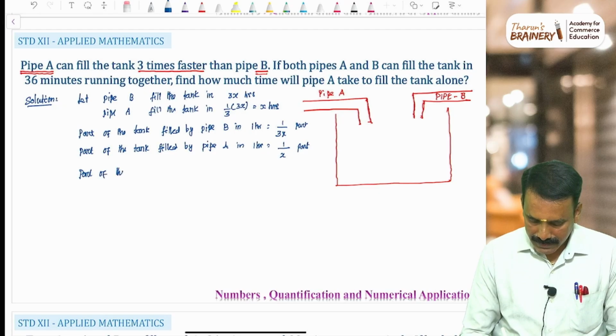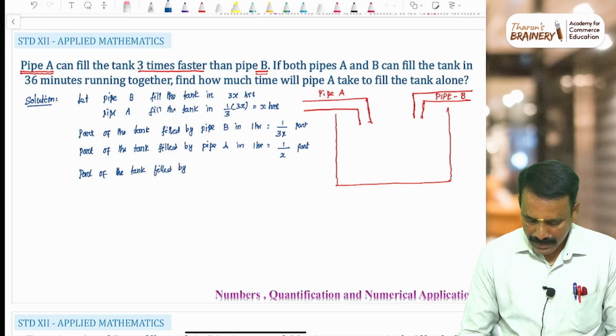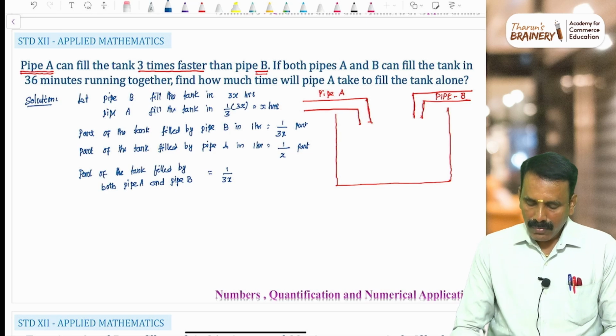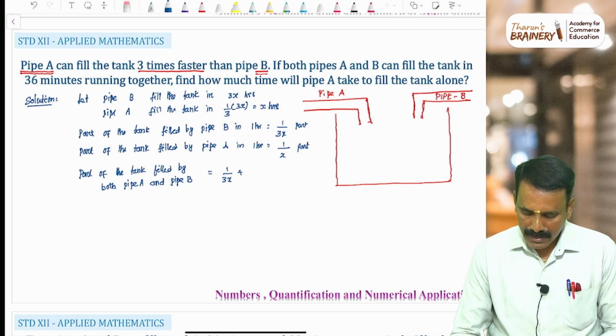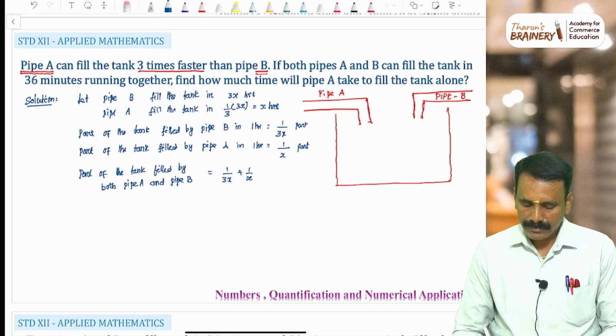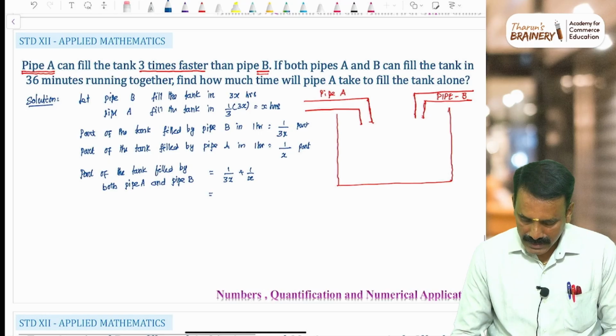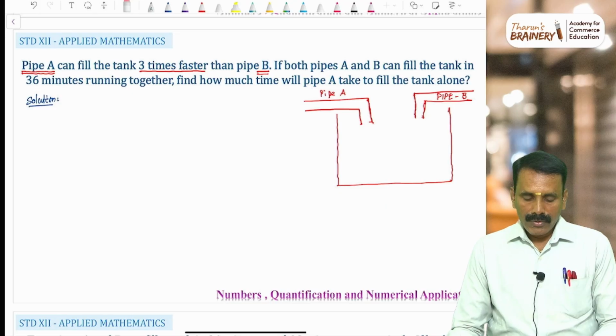Now part of the tank filled by both pipe A and pipe B will be equal to 1 by 3x plus 1 by x. And we take the LCM now. The LCM will be 3x. We solve this problem.